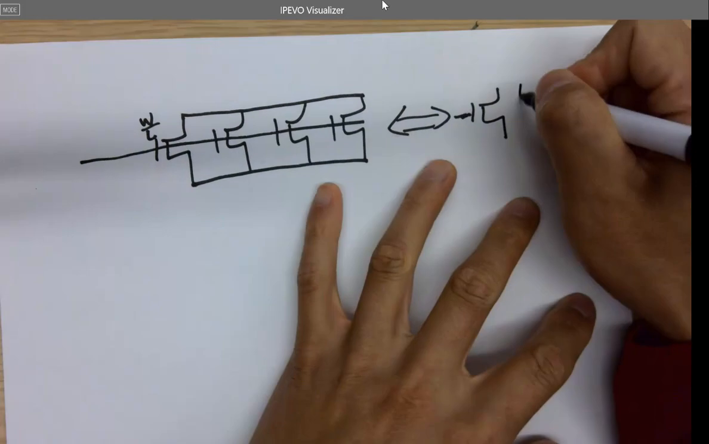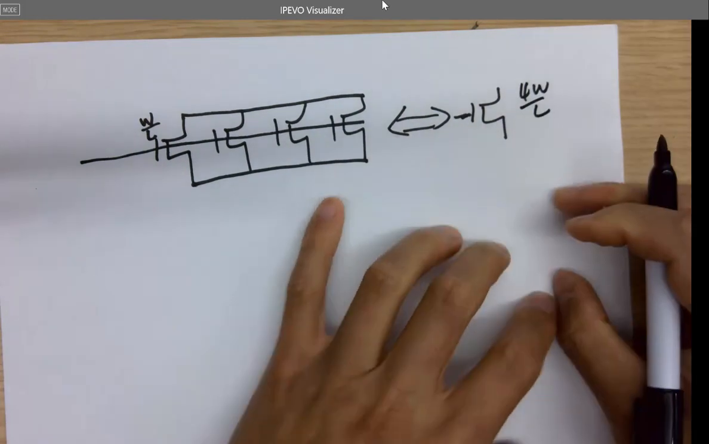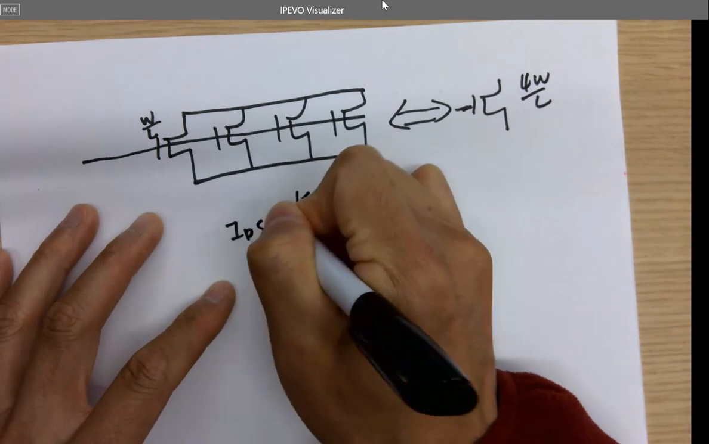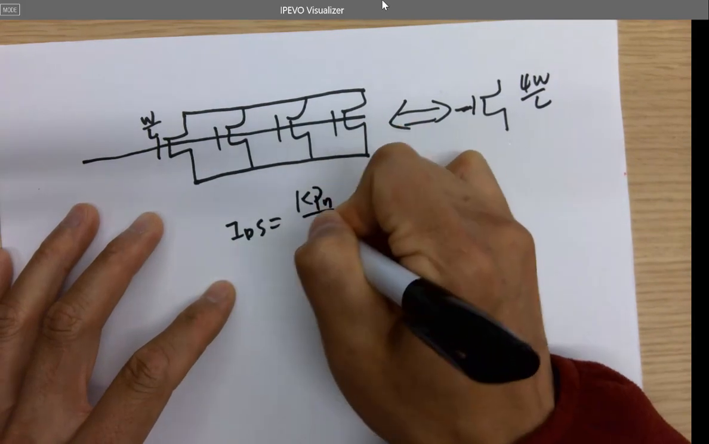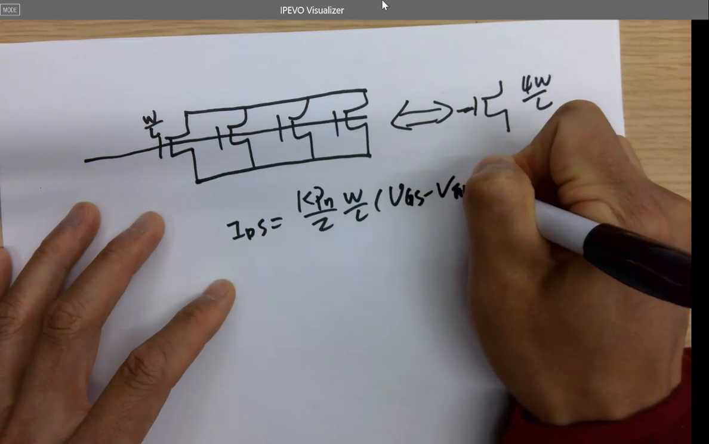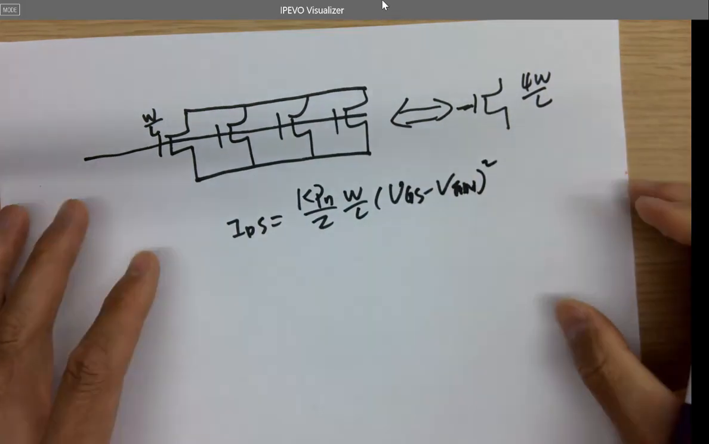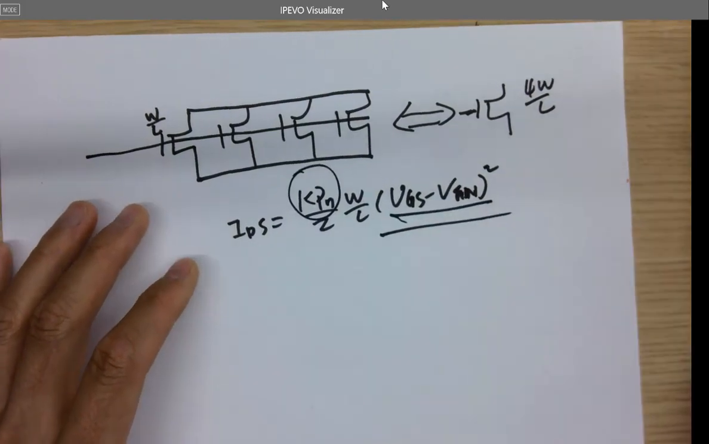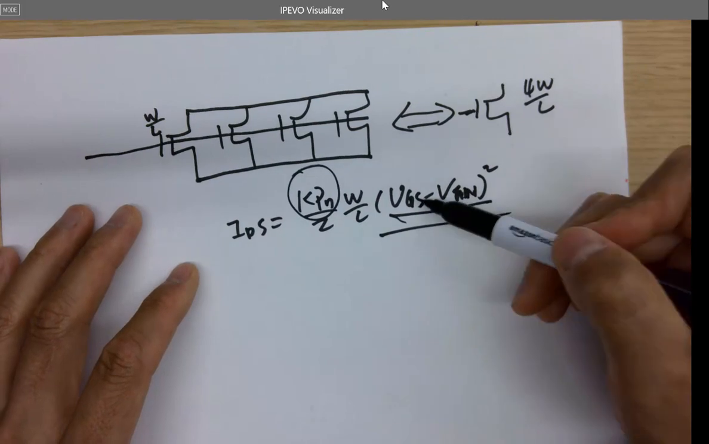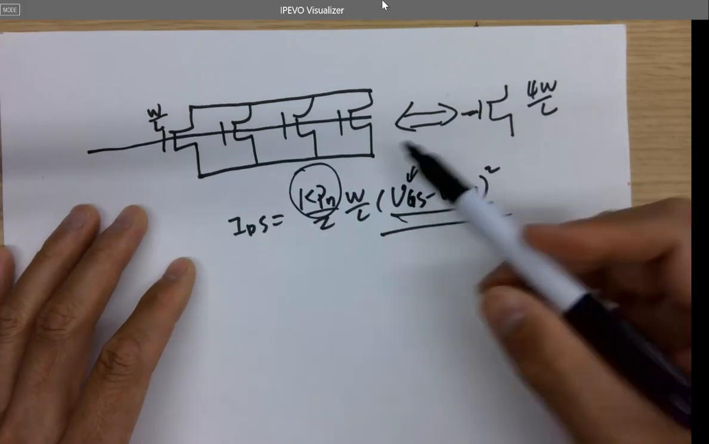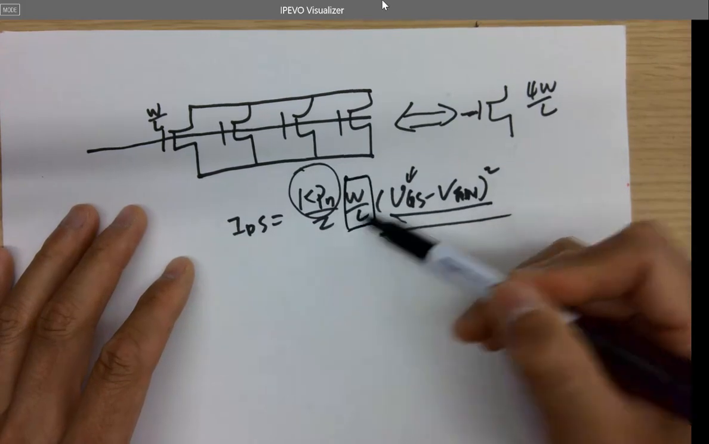Yeah, for W over L. Does that make sense? So it's getting wider. And remember the IDS square law equation is KPN over 2 times W over L times (VGS minus VTHN) squared. This is a constant, and this is something applied by the user. It's not controlling anything. If you have 5 volts in digital circuits, it's always 5 volts for VGS. So this is the only parameter controlling the current.